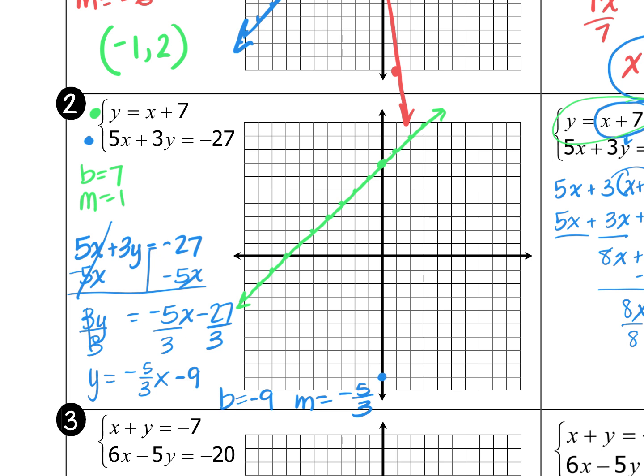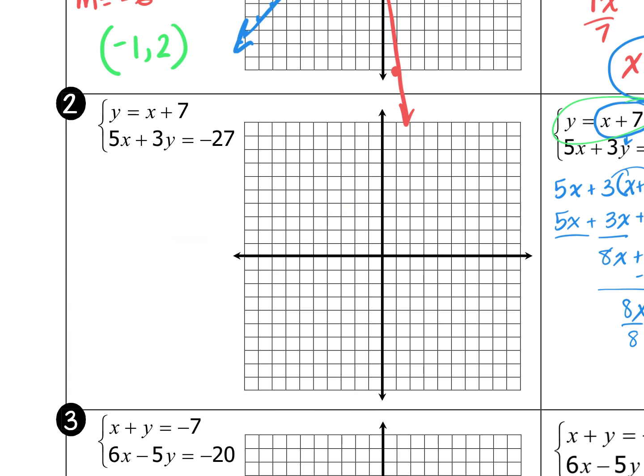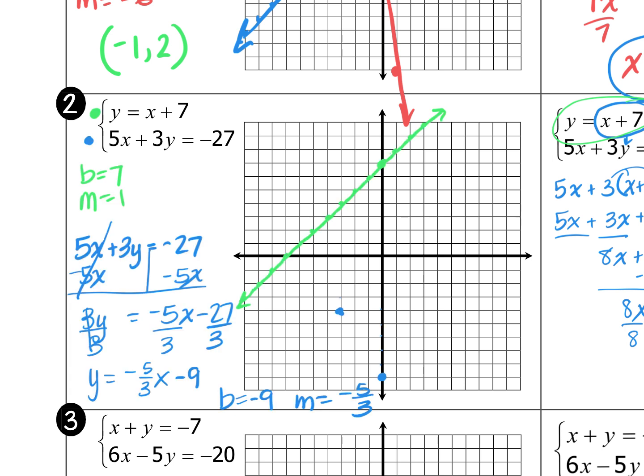I can't go down 5, so instead of going down and right, I'm going to go up and left. So up 5, left 3, up 5, left 3, and I just do that until I run out of space so that I can graph my whole line.